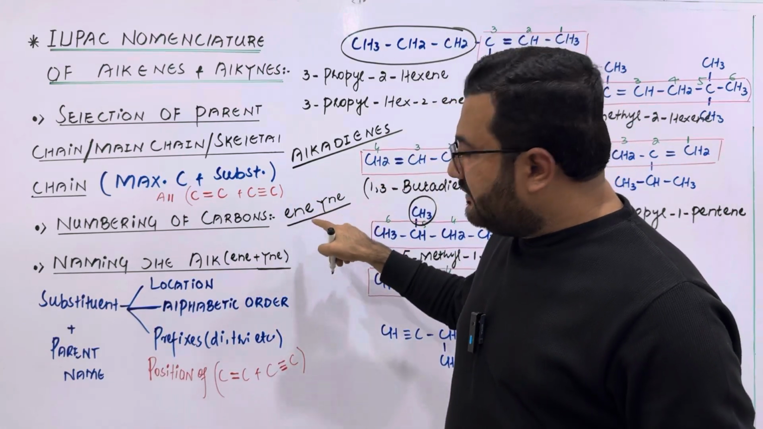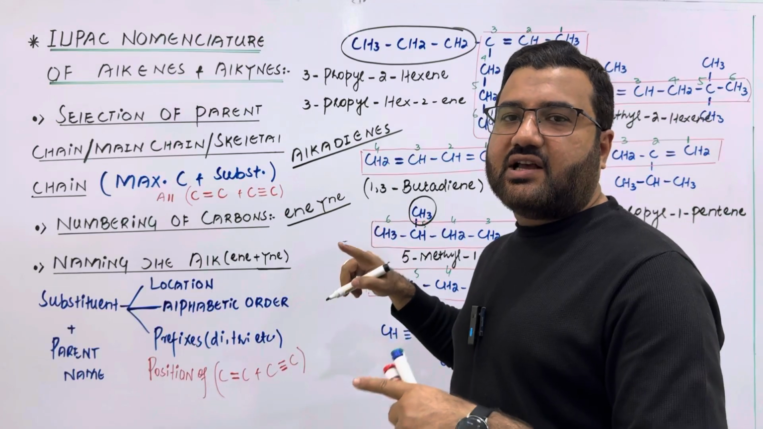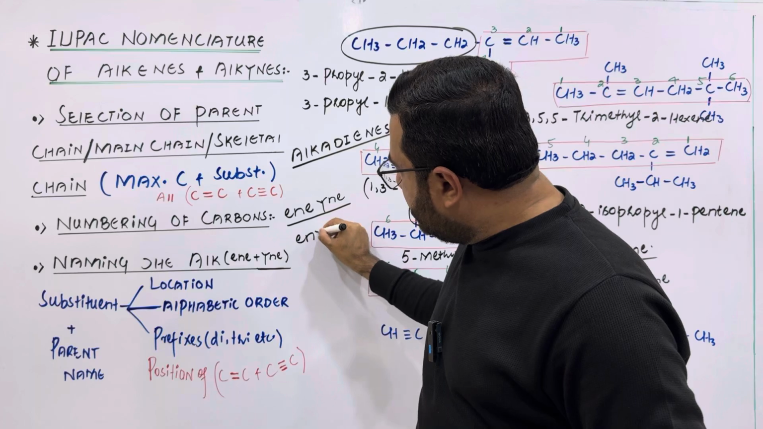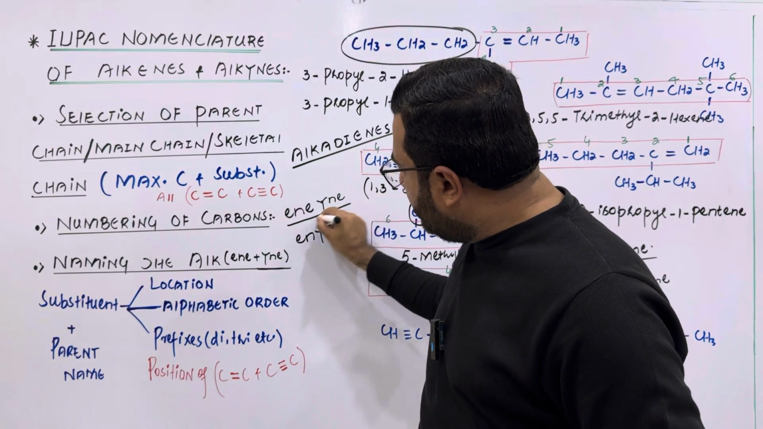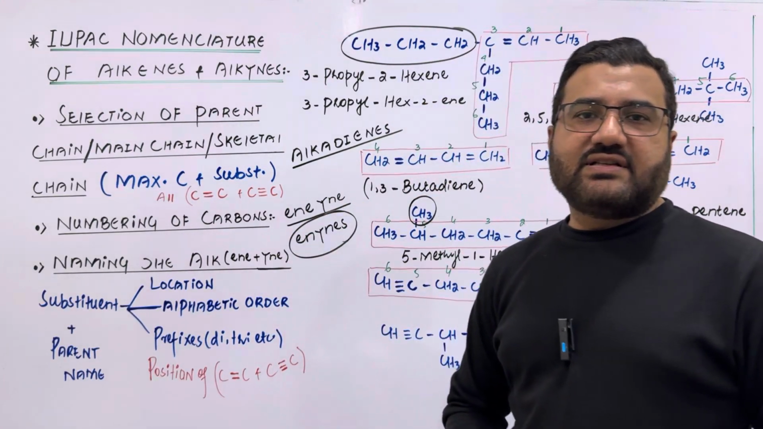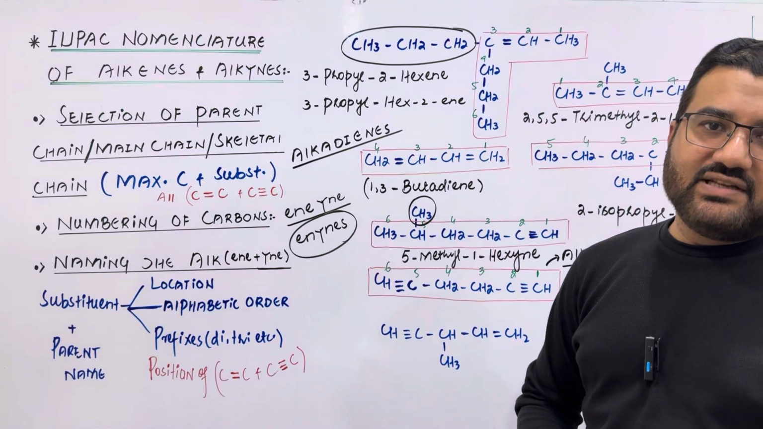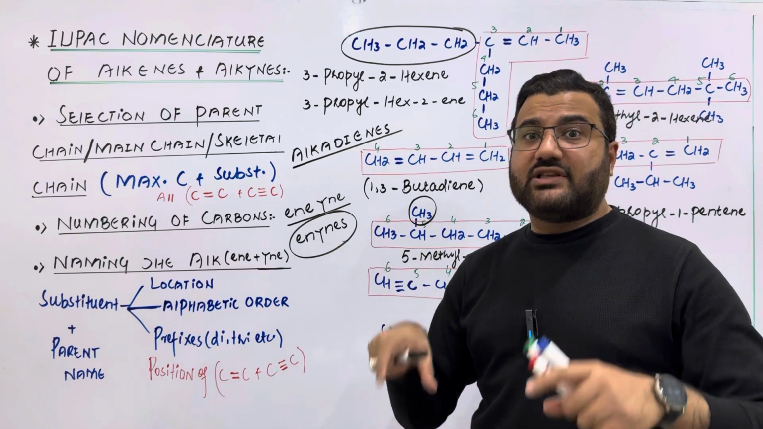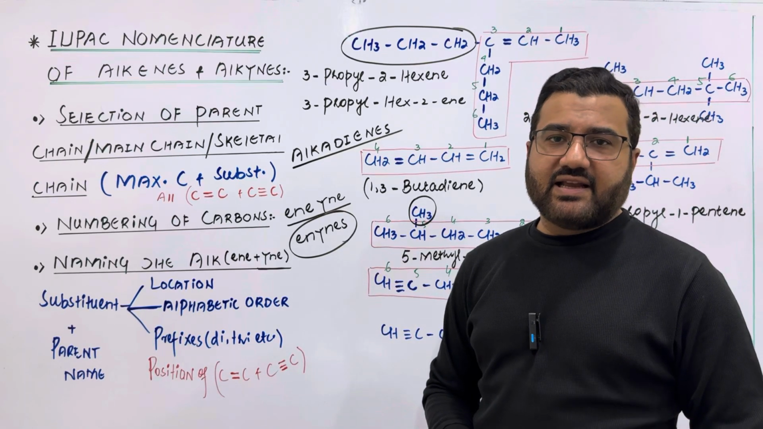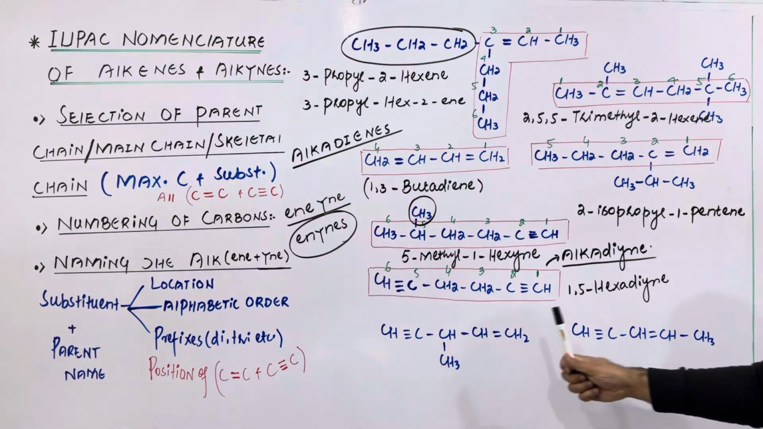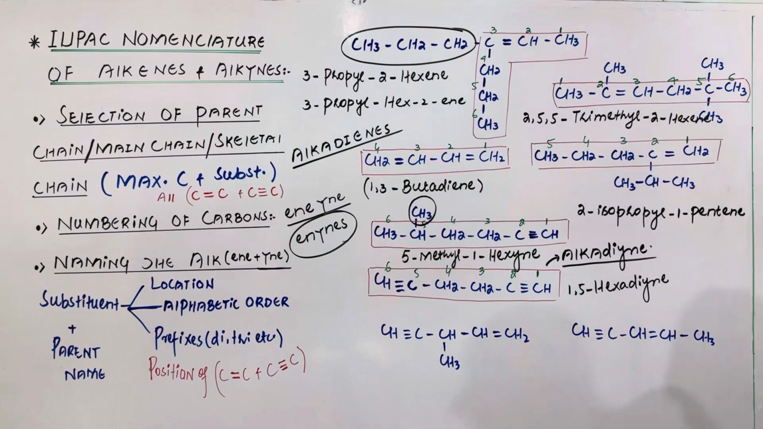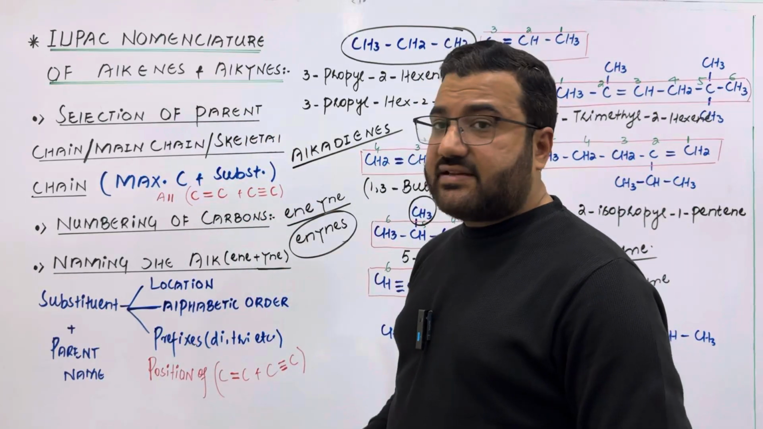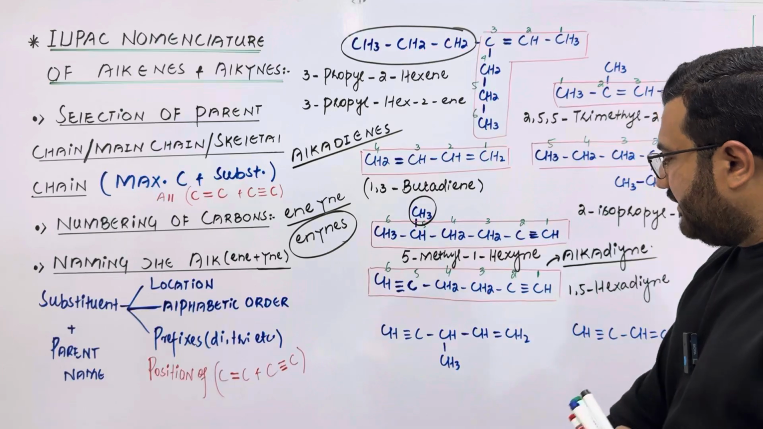Now, the compounds that have both carbon-carbon double and carbon-carbon triple bonds will be called enynes. So all those aliphatic hydrocarbons in which the carbon-carbon double bond and carbon-carbon triple bond both are present are called enynes basically. This one is an enyne and this one is also an enyne. Now the rules are again the same, selection of the parent chain. In case of numbering, very important, listen very carefully.